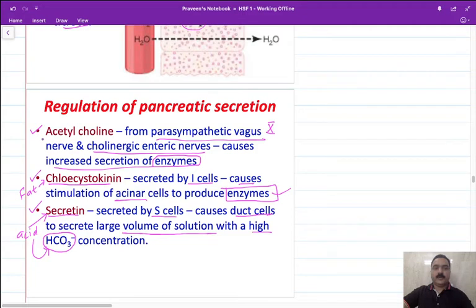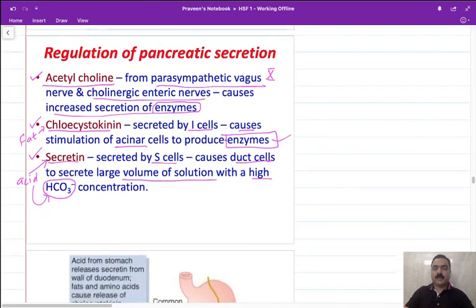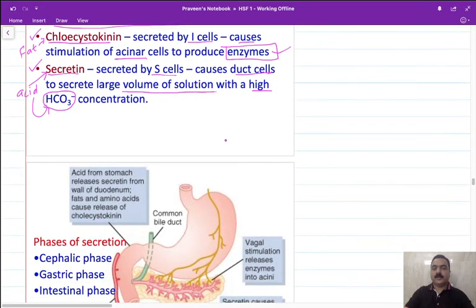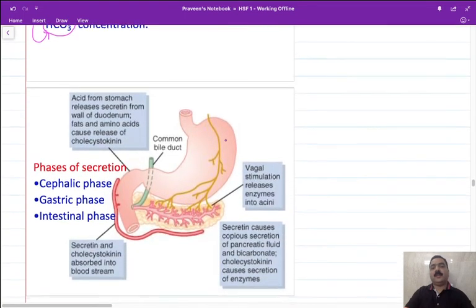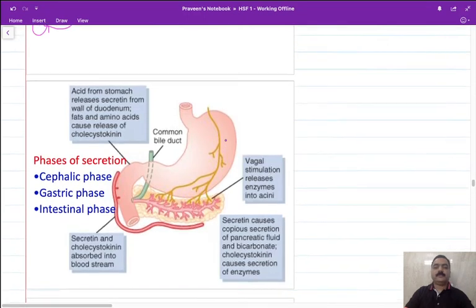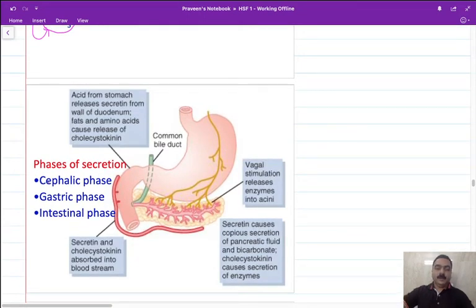Now coming to acetylcholine. Acetylcholine is coming from the parasympathetic system, so it is more like a preparatory effect that is coming from the vagus. Let's see what those preparatory effects are. We call them three phases. The cephalic phase is mainly controlled by the vagus nerve and by the acetylcholine. So the phases of secretion include the cephalic phase, then the gastric phase, then the intestinal phase.